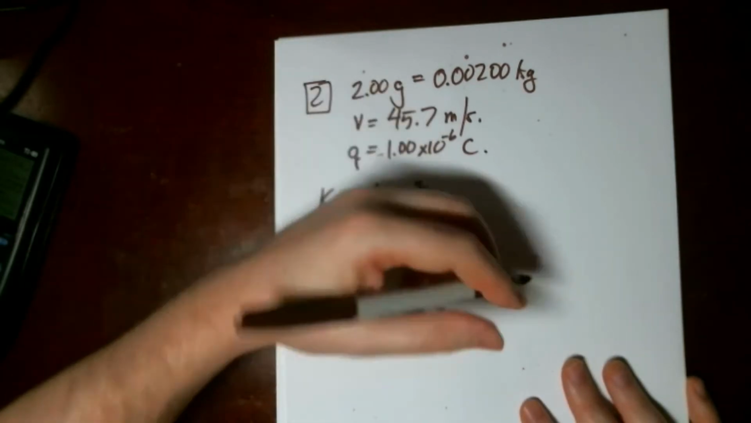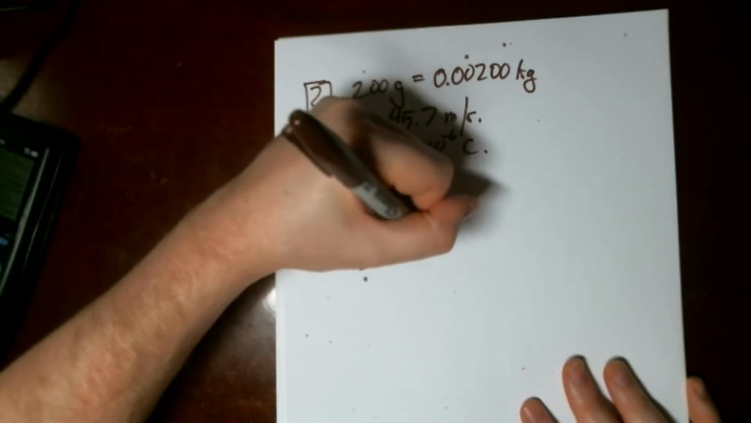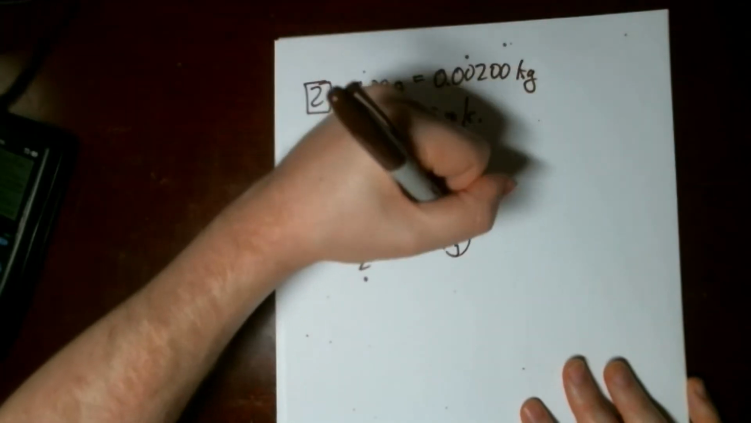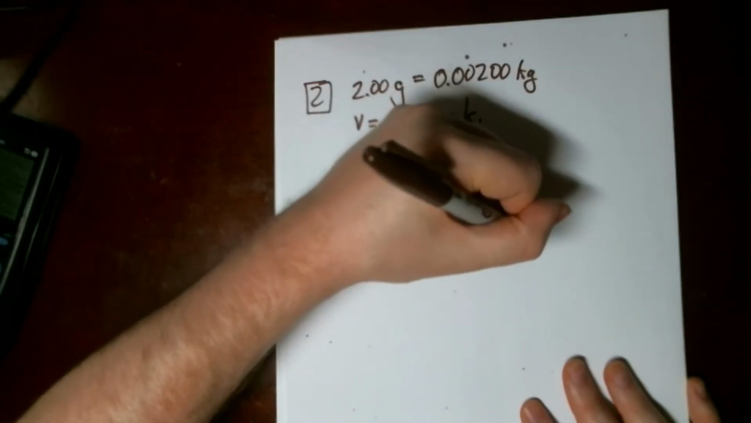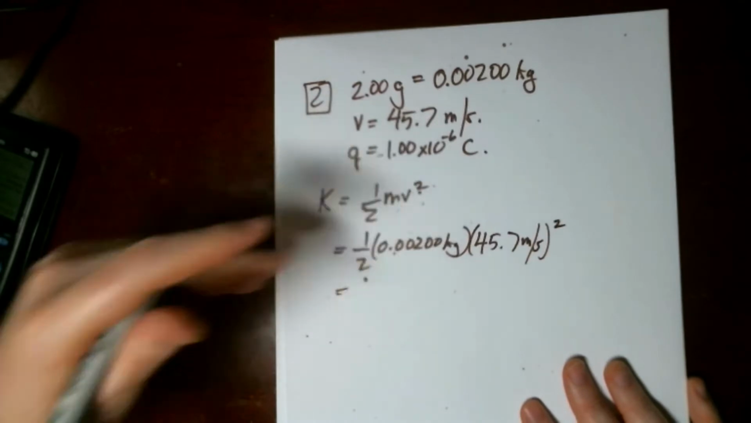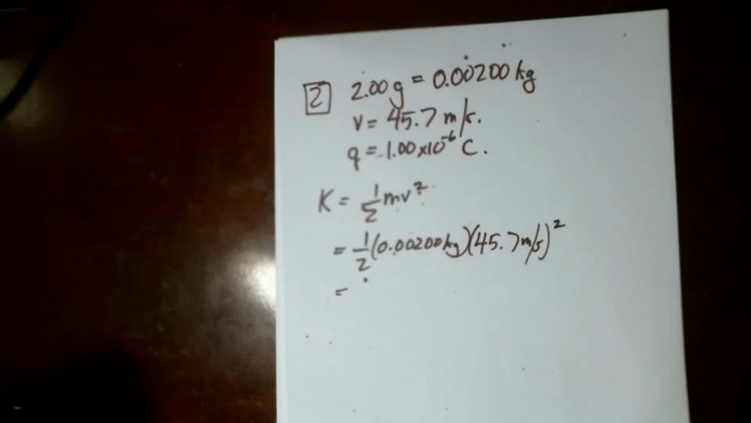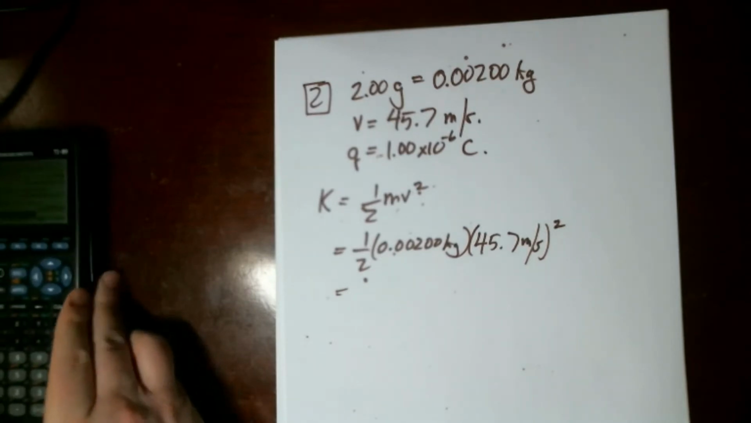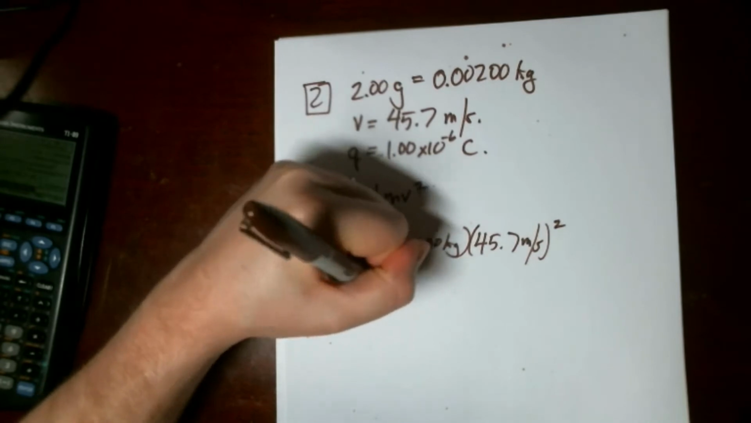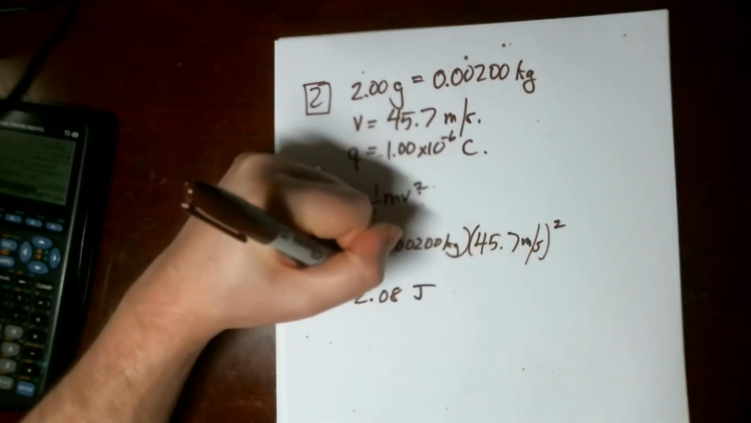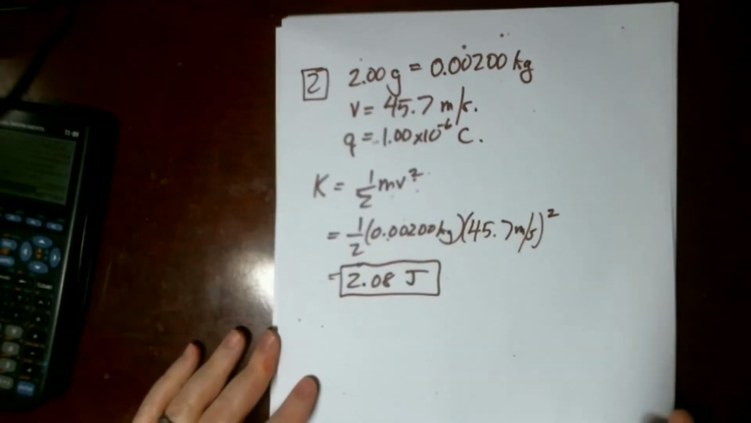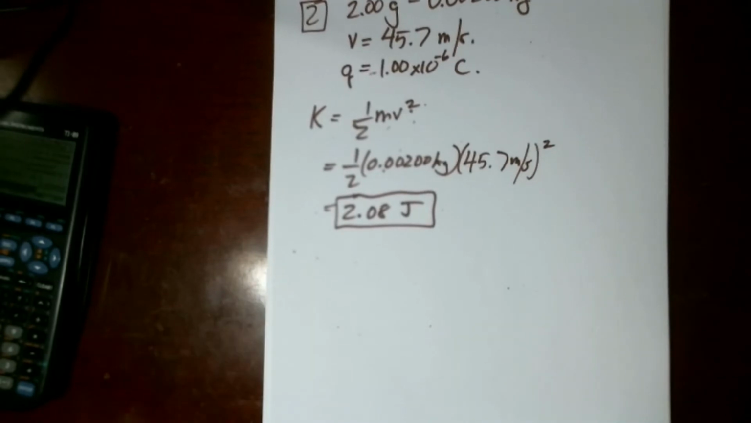Let's see, its mass is 0.00200 kilograms. Its velocity is 45.7 meters per second. Let's square that. And so its kinetic energy is going to be 2.08 joules. And that's the amount of work a potential difference has to do on this BB to accelerate it from rest to that speed.